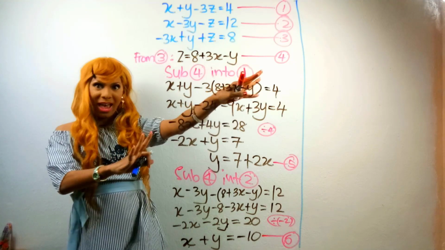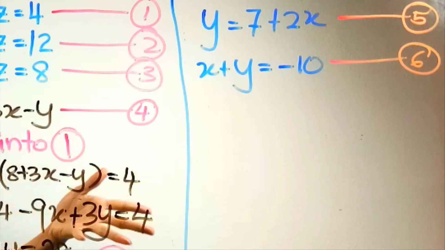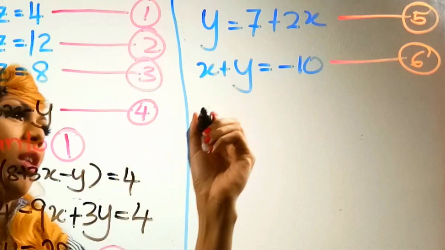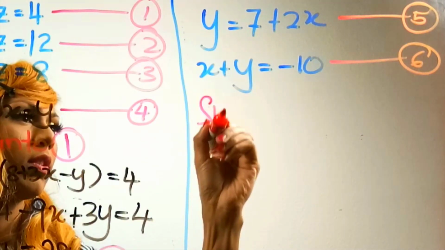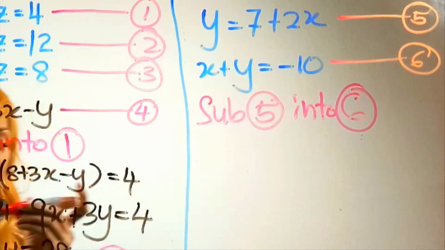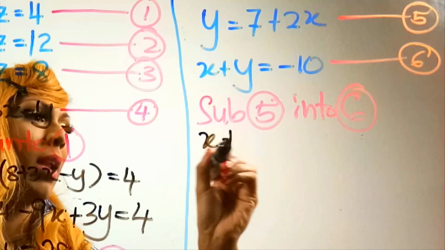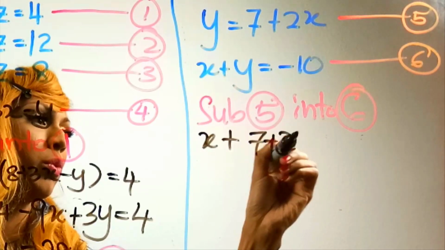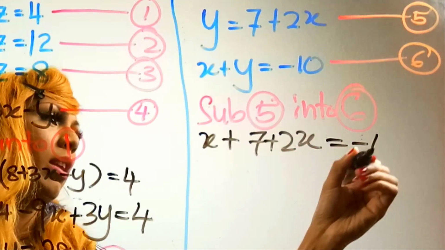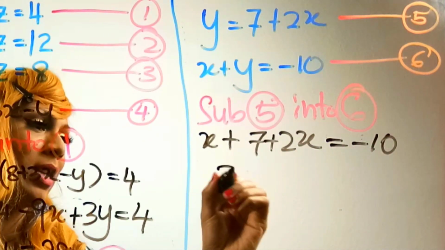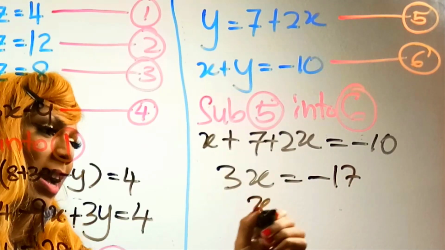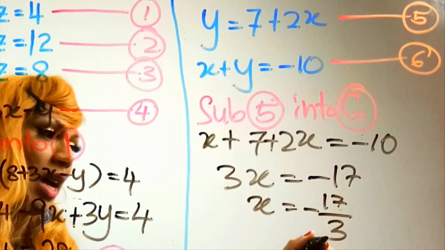Alright, so I will write 5 and 6 over there so that you guys have the visual like this. Now all you have to do is substitute 5 into 6. So we would have x plus y, which is 7 plus 2x. I don't want to put the bracket because it is plus. Plus will not have any impact. Equivalent to negative 10. So here x plus 2x, 3x. Negative 10 minus 7, we'll have negative 17. So we have x is negative 17 over 3.